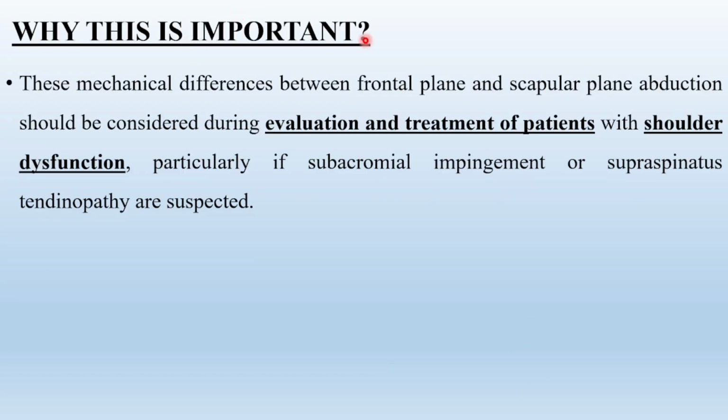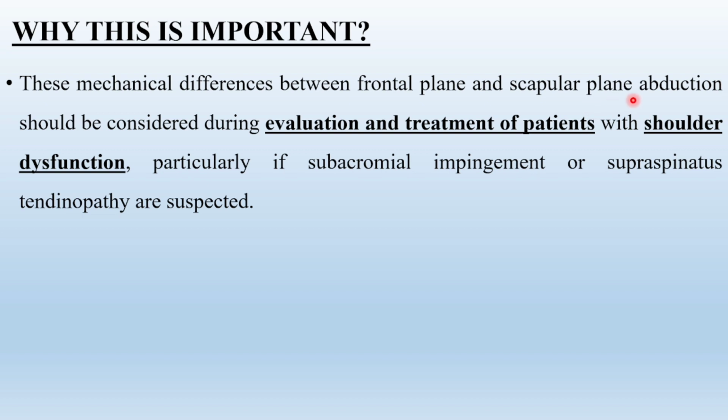So why is this important? Why is the knowledge of these two mechanical differences between frontal plane and scapular plane abduction important? Because it is considered during evaluation and treatment of patients with shoulder dysfunction, particularly if subacromial impingement or supraspinatus tendinopathy is suspected. For example, if we are assessing in the frontal plane, there may be further impingement because of the relatively small distance between the tip of your greater tubercle and your coracoacromial arch, so it may lead to further impingement.